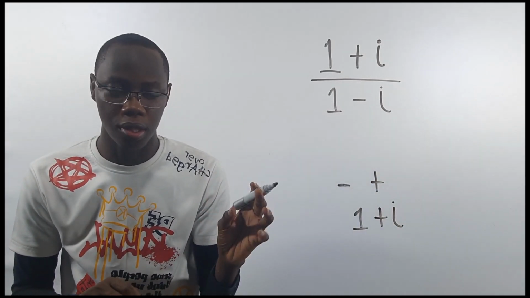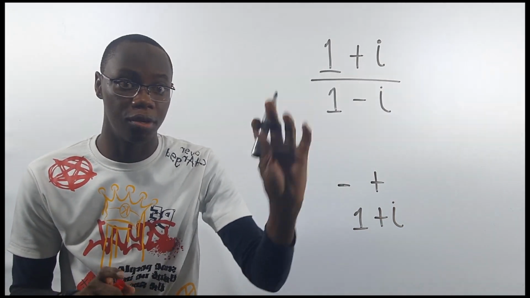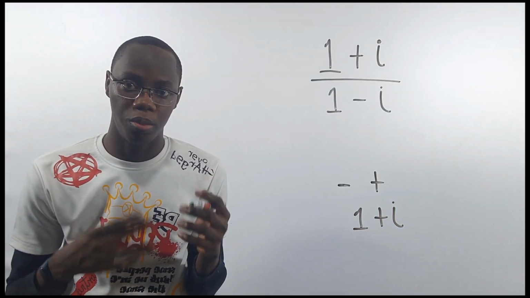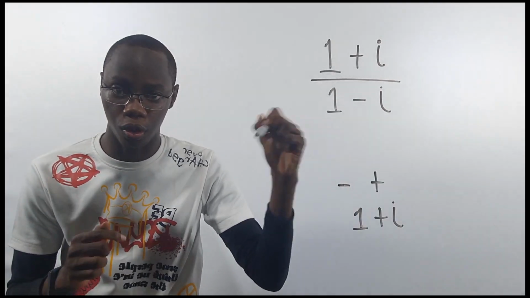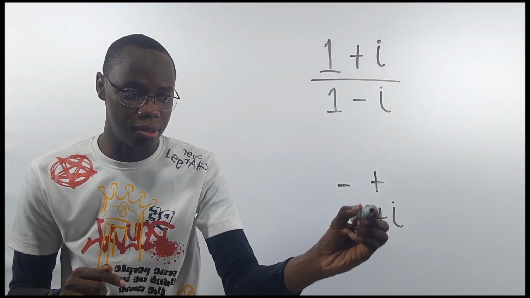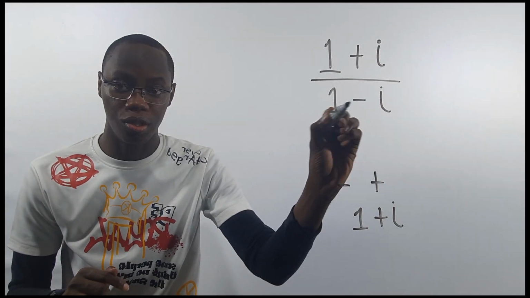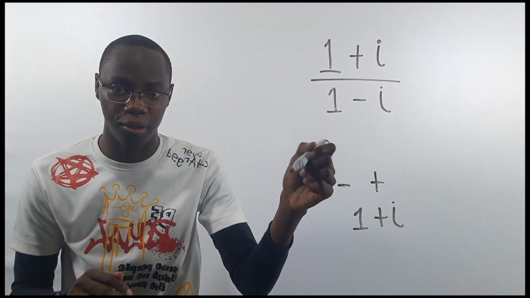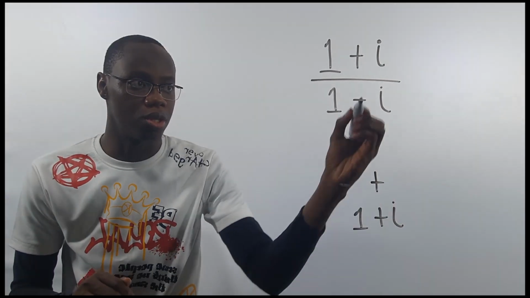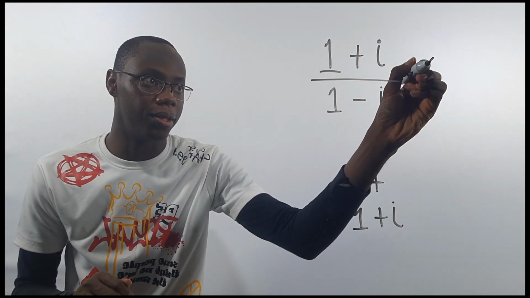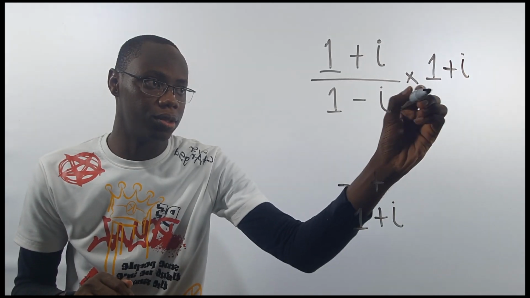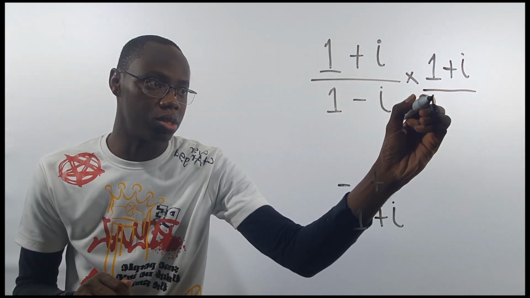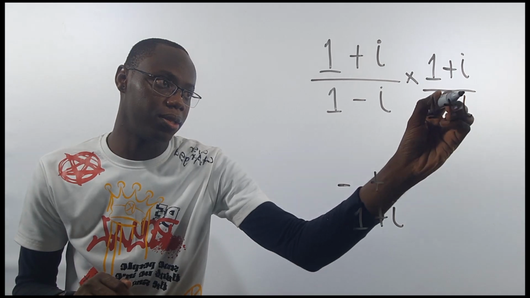That's the conjugate. Anytime you see an expression like this, it might be anything, just multiply the numerator and the denominator by the conjugate. We said the conjugate is the same with a change of sign. So if it's plus, change to minus. If it's minus like this, you change it to plus. So let's do that. So multiply by 1 plus I. Take it slow so you don't make any mistake. 1 plus I, like this.